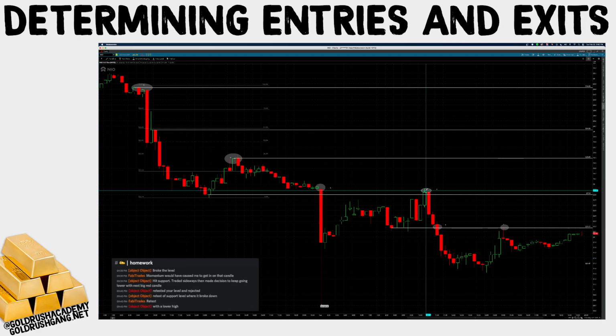Let's see. Retested your level and rejected. Retested support where it broke down. Retest with a lower high. Yep. Support became resistance.